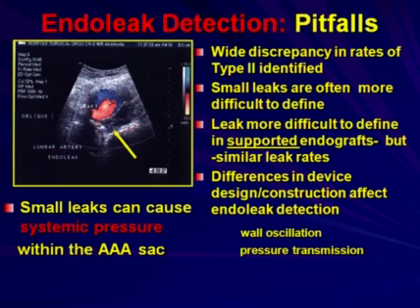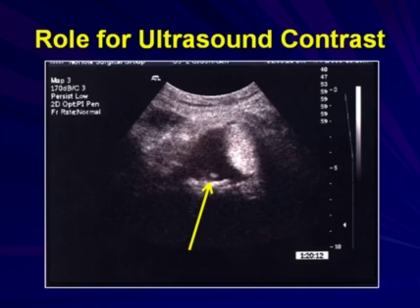There are differences in device design and construction that affect our ability to detect endoleak, and that's due to wall oscillation and pressure transmission. But we do know that small leaks can cause systemic pressure within the aneurysm sac, so all of them are important until proven otherwise. There may be a role for ultrasound contrast, although this is an off-label use. We used it in our center to help us to identify those patients in whom we thought duplex said there was endoleak and CT was negative, and the ultrasound contrast confirmed those that were positive really for endoleak.